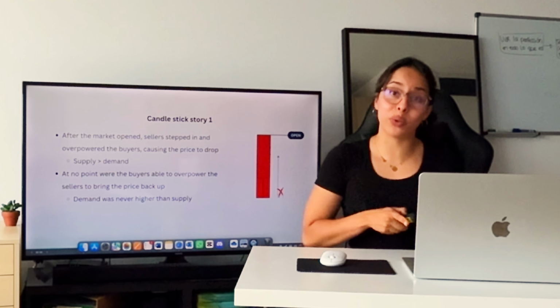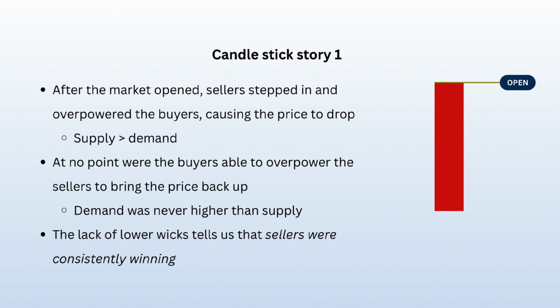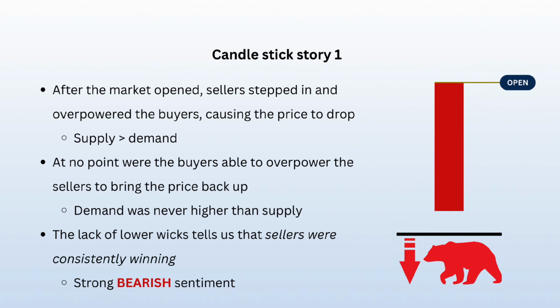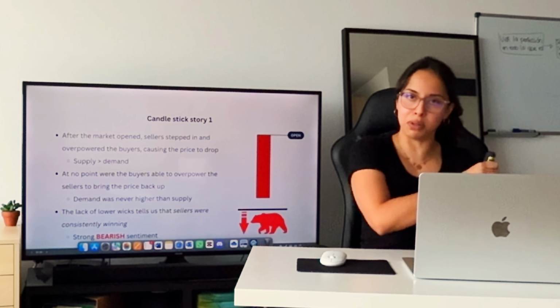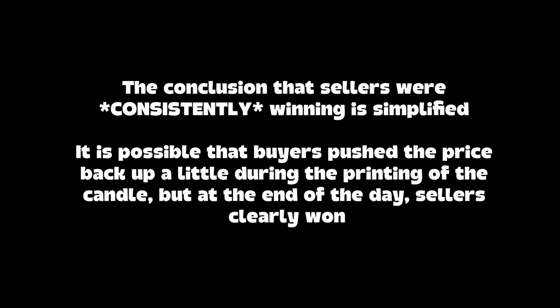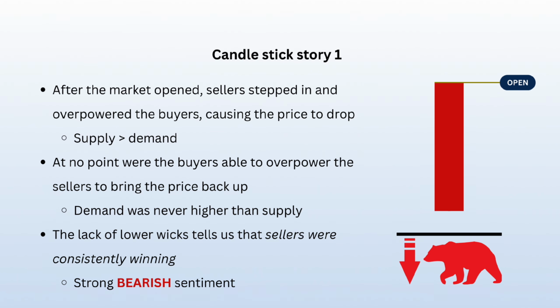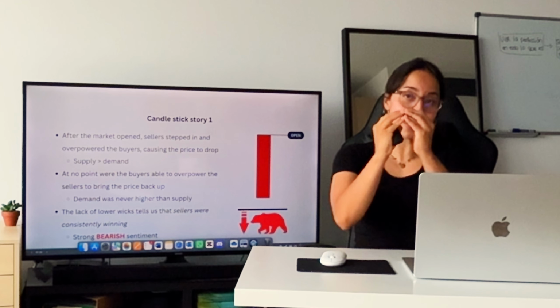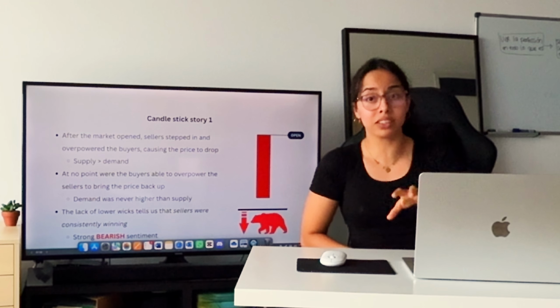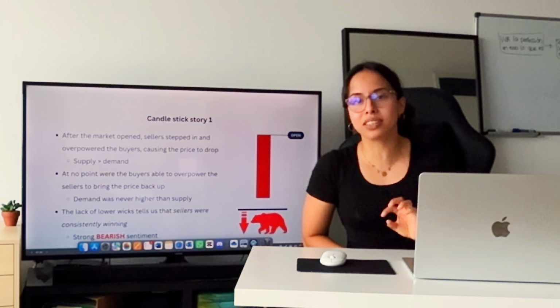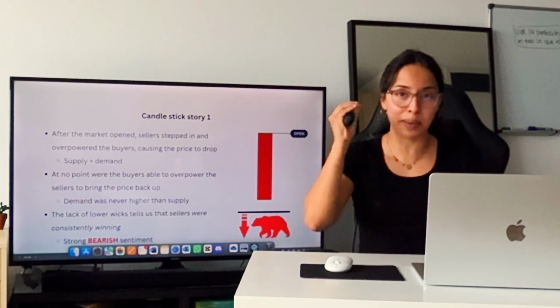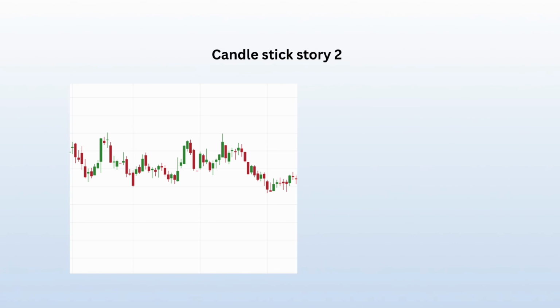And this leads us to the following conclusion. The lack of lower wick tells us that sellers were consistently winning. And in other words, there was strong bearish sentiment. Remember, red equals bears equals the animal bear. So whenever you see a rectangle that is fully filled in, that means that there was strong sentiment in that direction. In this case, strong seller sentiment or supply sentiment or bear sentiment. You know, I invite you to use any concept that best fits your mental frame. Now let's take a look at the second story of a candlestick.